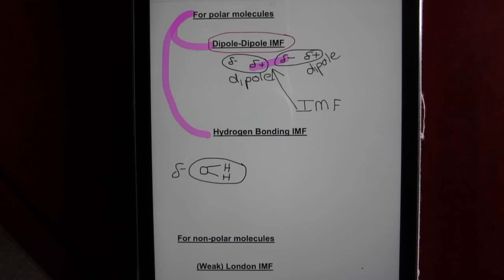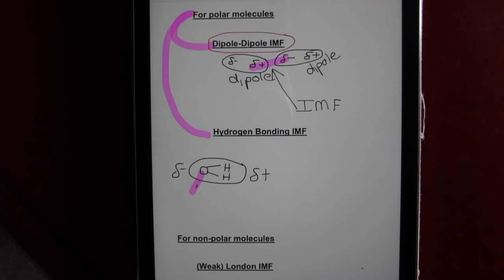So what now happens is that this side is my delta negative, and this side is my delta positive. But now what you can see is that this negative side of my molecule will be attracted to the positive side of the next molecule. So if I have another water molecule, it will be attracted to a hydrogen side of the next molecule.